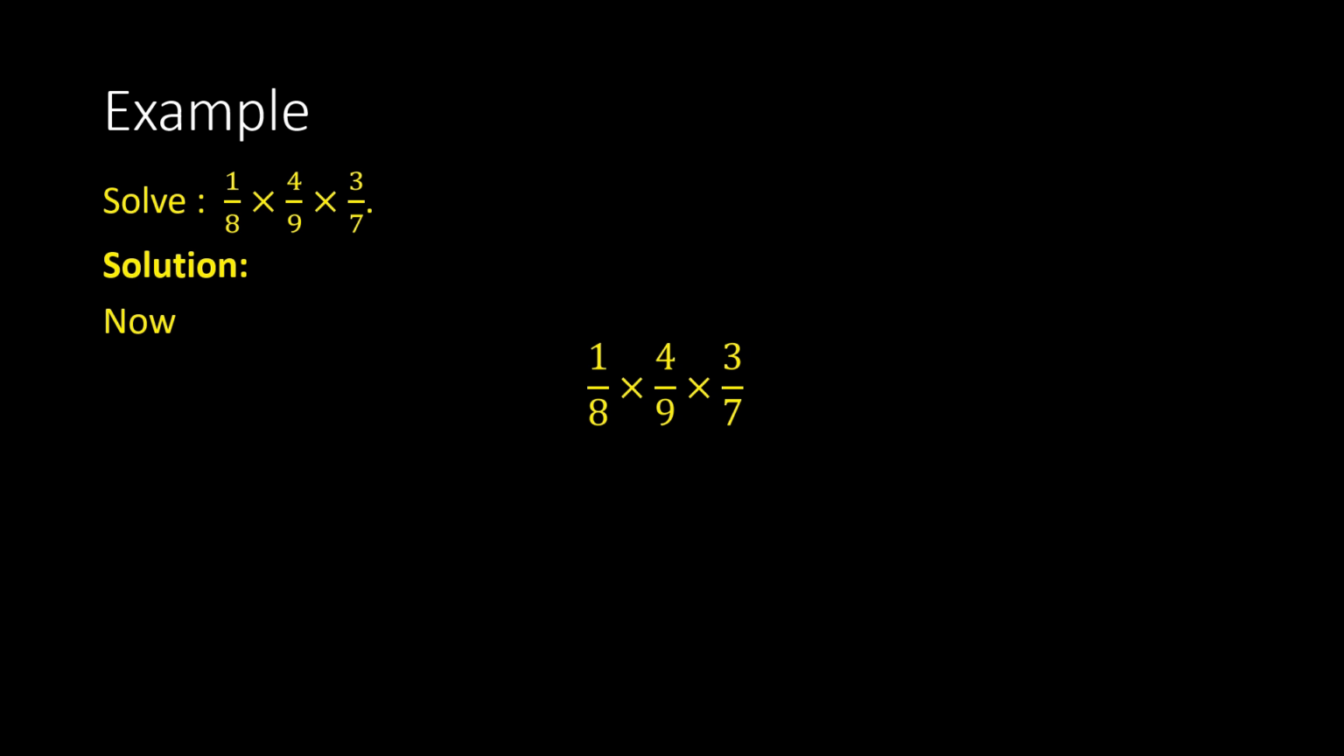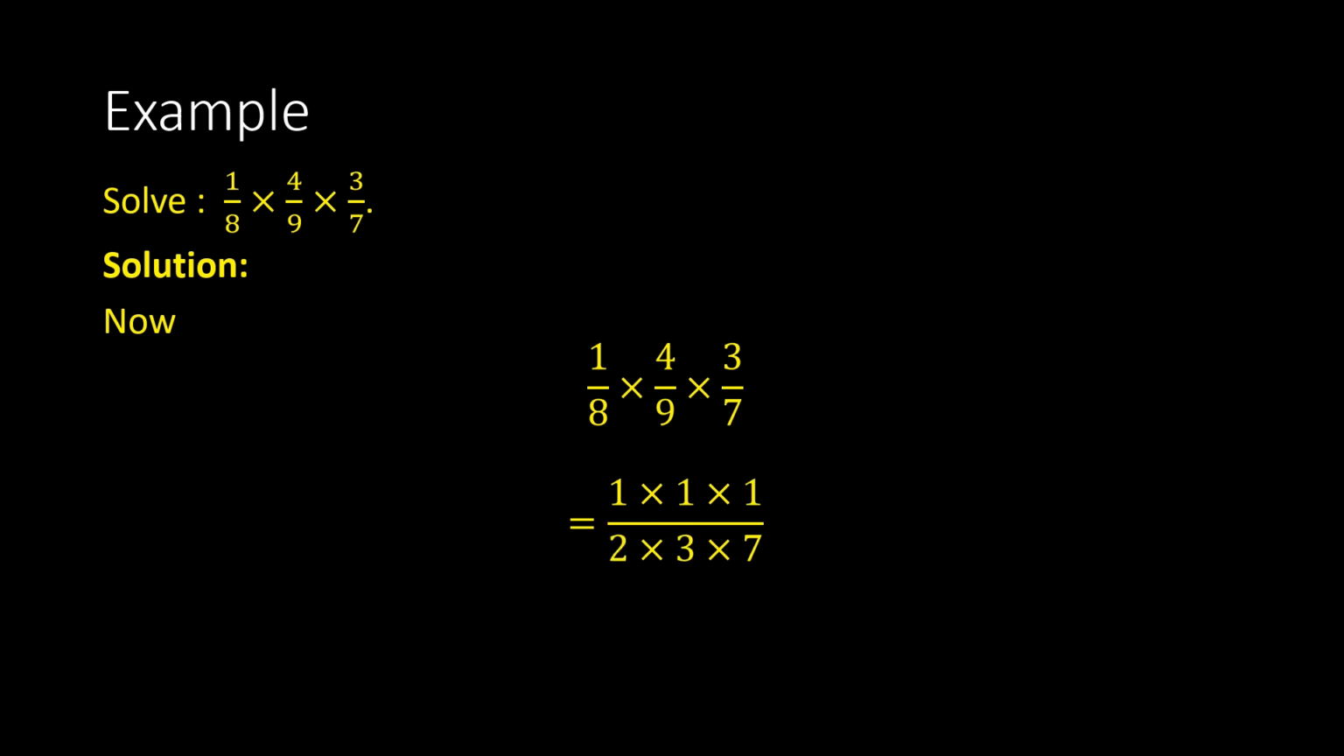Now let's multiply three fractions by one another. Let's try the example shown on the screen. We multiply the numerators by the numerators, and we multiply the denominators by the denominators to give 1 times 4 times 3 in the numerator and 8 times 9 times 7 in the denominator. We can cancel at this stage to make the calculations easier later on. The 4 in the numerator will cancel using the 8 in the denominator, and the 3 in the numerator will cancel using the 9 in the denominator.